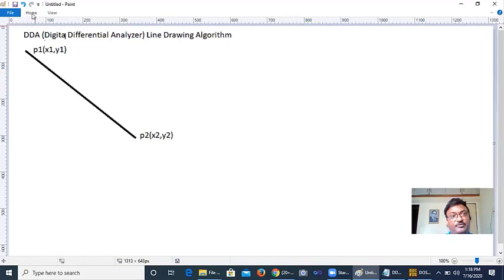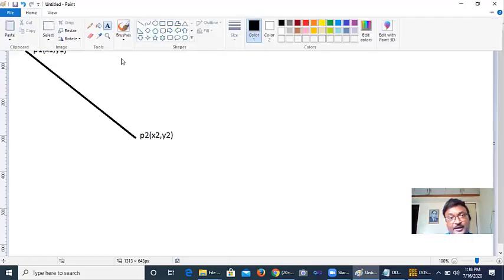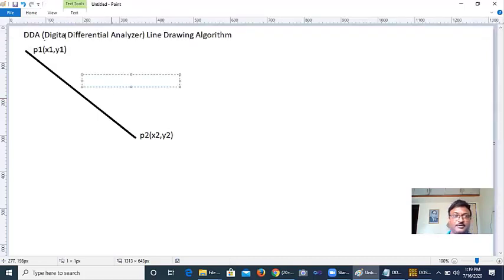Now what does the DDA algorithm say? You have to read these values and find the length of this line. Suppose the length of the line from P1 to P2 is capital L. By the Pythagoras theorem in geometry, the length of the line is the square root of (y2 minus y1) squared plus (x2 minus x1) squared.